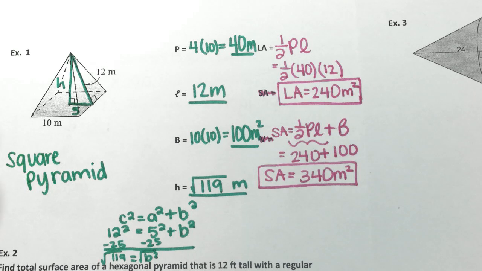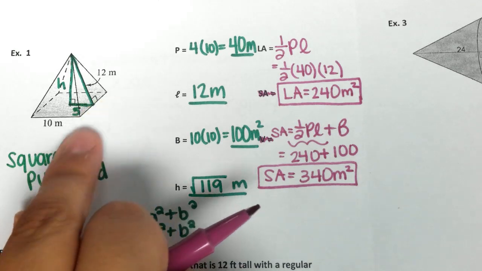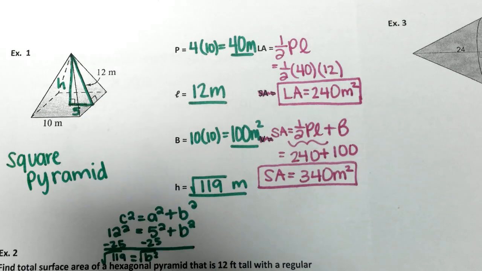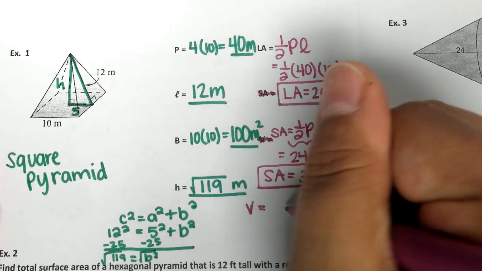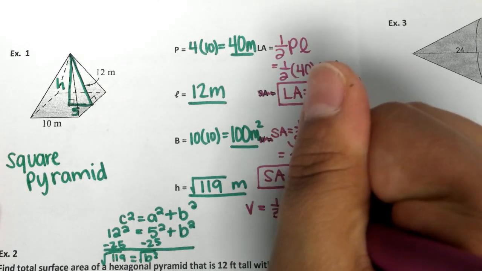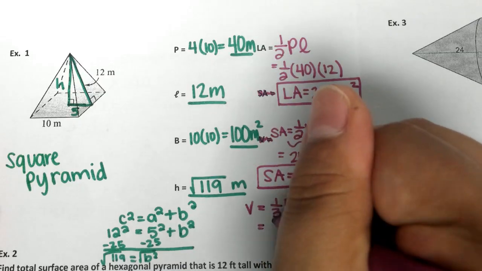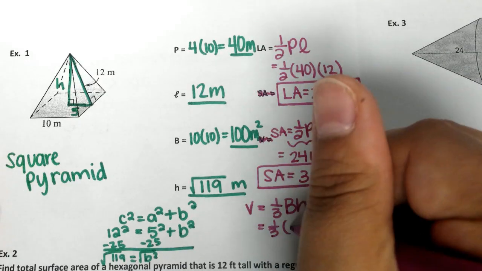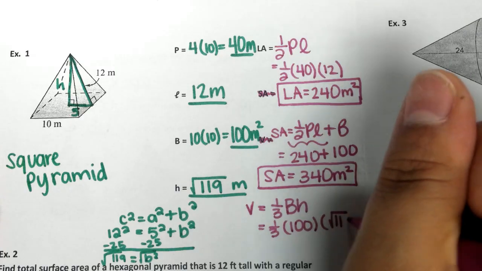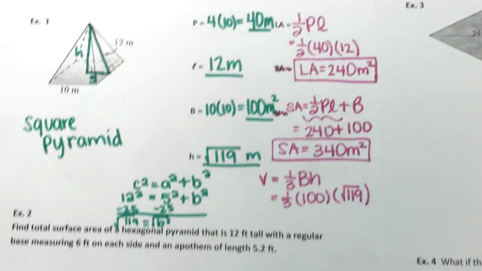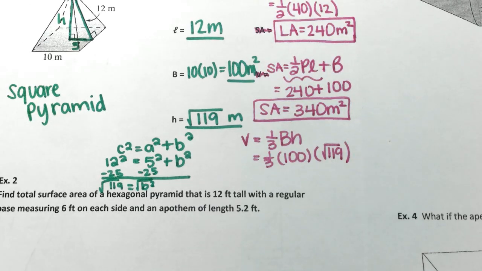Area of the base, since this was a square. Oh, V. What does V stand for? Area base. No, V. 1/3 big BH. 1/3 times 100 times the square root of 119. And if this was exact, it would be 100 square root 19 over 3. Let's do the rounded answer.